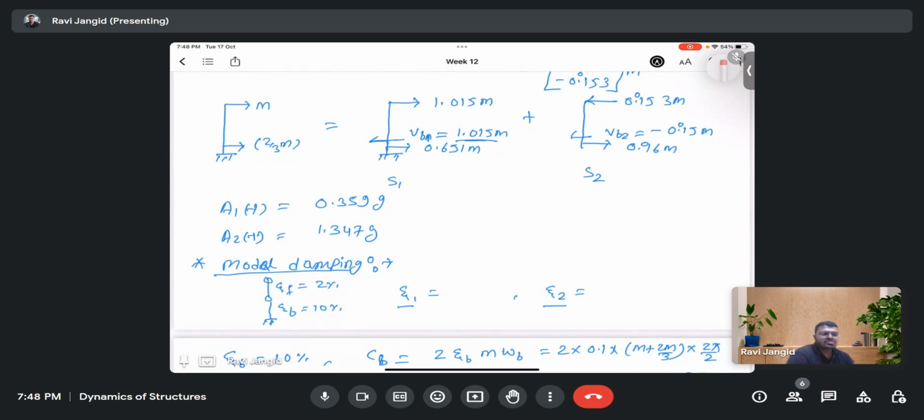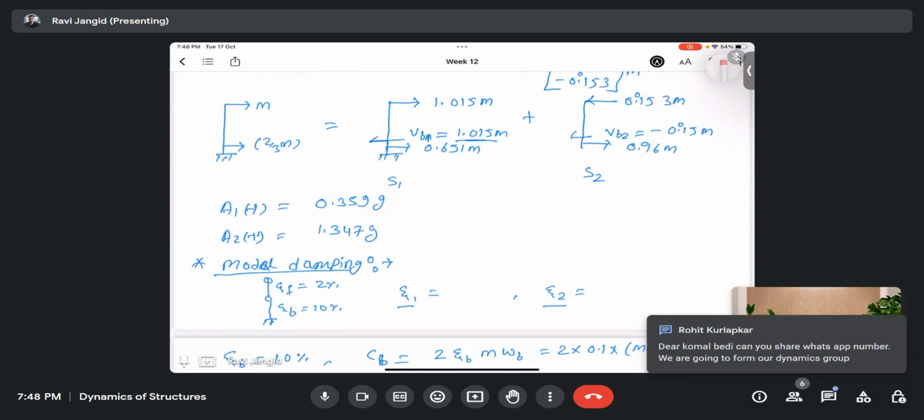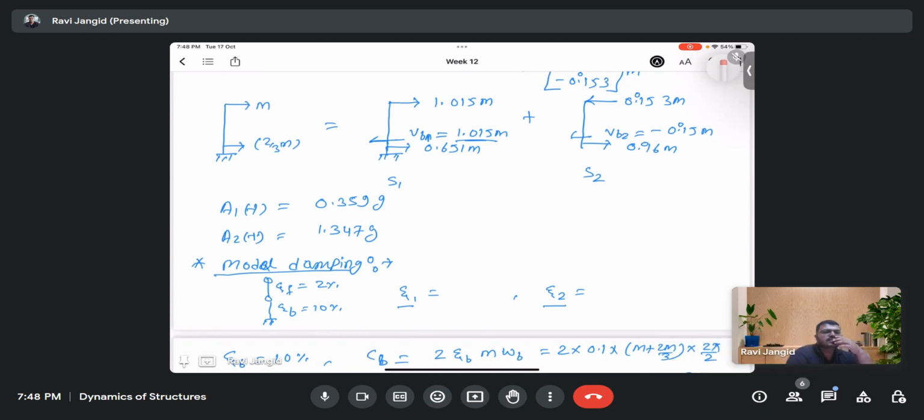Because this is numerical, we don't have any choice, right? Some problems could be fill in the blanks also. Yes, some of the questions would be fill in the blanks. Some of the questions would be multiple choice, objective type.